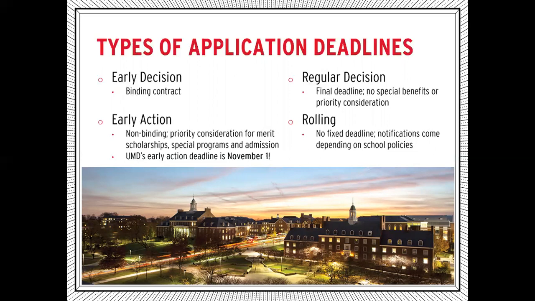So for the regular deadline, these deadlines are usually in January and decisions come out in March. It's non-binding, but it may be harder to get in and there's no incentive. So you won't be considered for any special programs, no scholarships. It's just simply based on admission. So for the rolling deadline, this is no fixed deadline, and some schools will return applications within a time period of 4 weeks. There may be an incentive to apply earlier, and there's usually more space in the beginning of rolling deadlines.